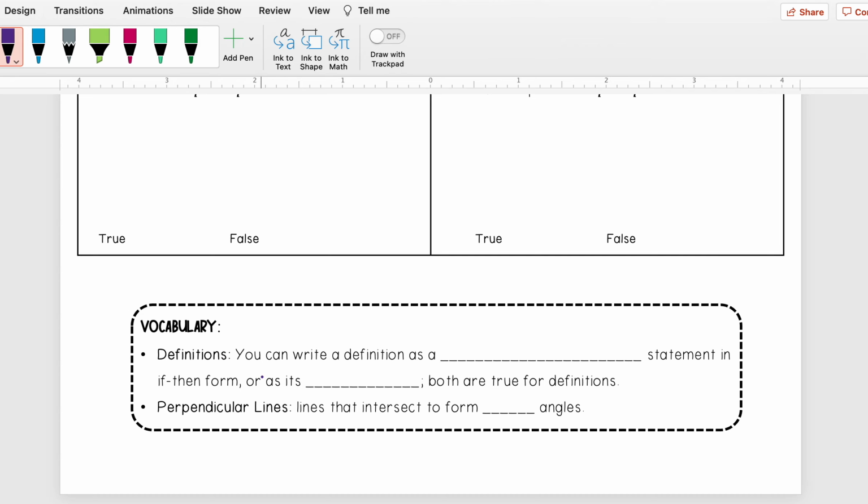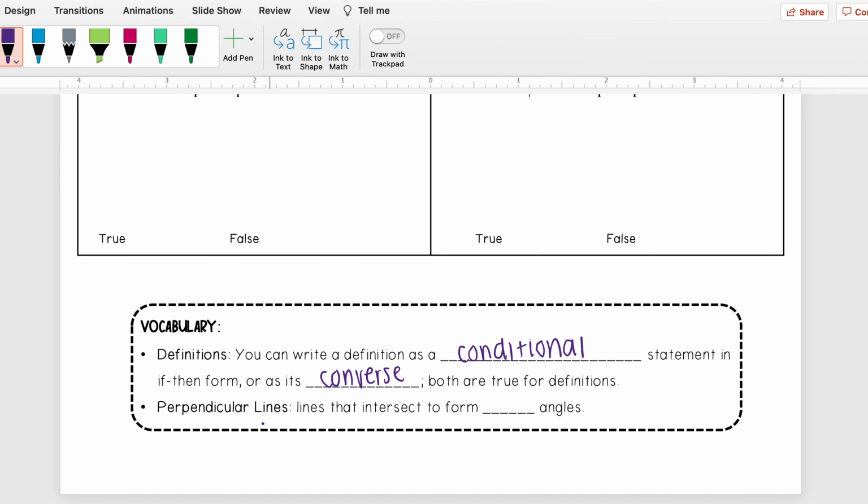Something special about definitions is that you can write a definition as a conditional statement in if-then form or as its converse. So both are true for definitions. As we saw in the previous video, sometimes the conditional statement and its converse, one of them won't end up being true. So we saw with the guitar and musician that the converse wasn't true because not every musician will necessarily be playing the guitar. But for definitions, both will be true.